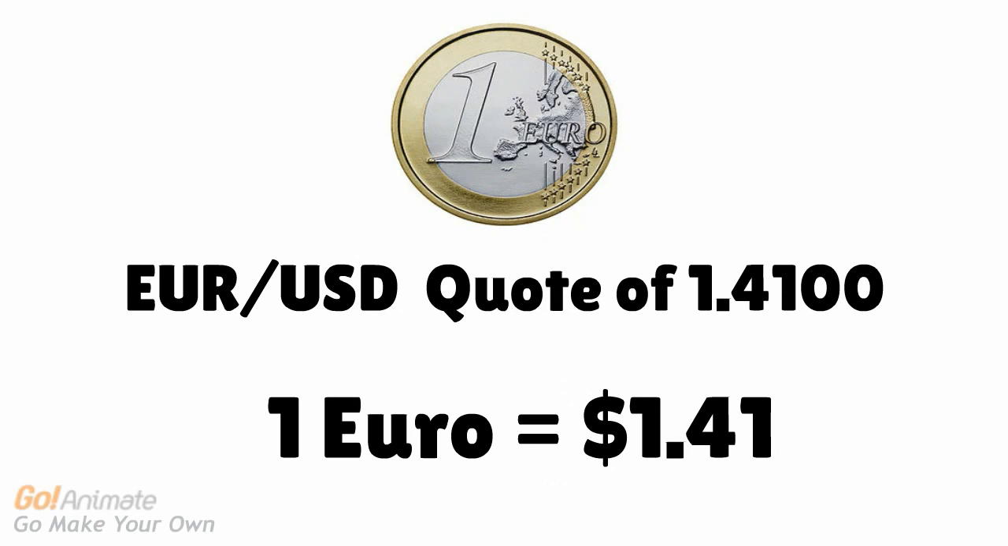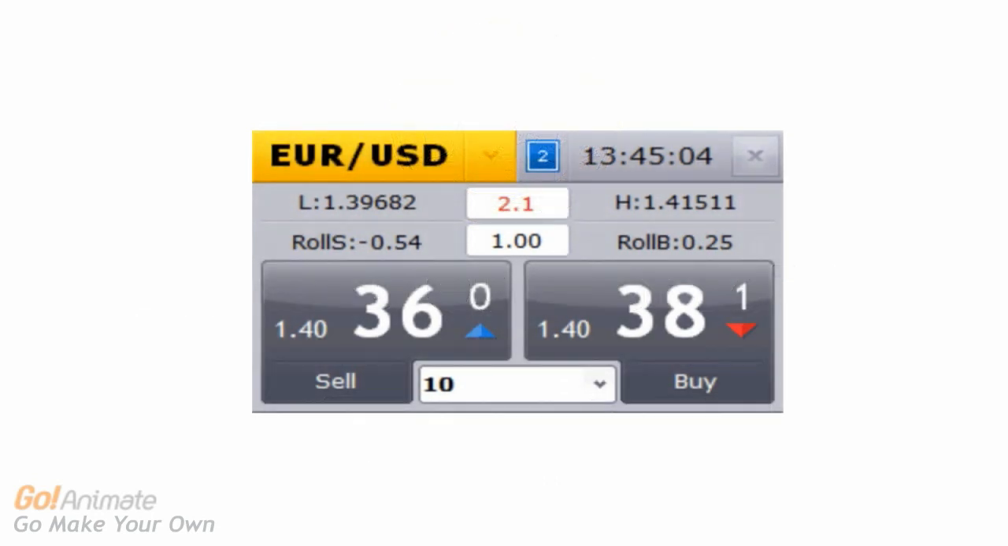However, in the FX market, the last digit is not referred to as 1/100 of a penny, but rather a pip, which stands for percentage in point. Many firms are now quoting 1/10th of a pip. So a quote of 1.41011 would be $1.41 and 1/10th of a pip. This is a typical quote window which you will find in a trading platform for FX.